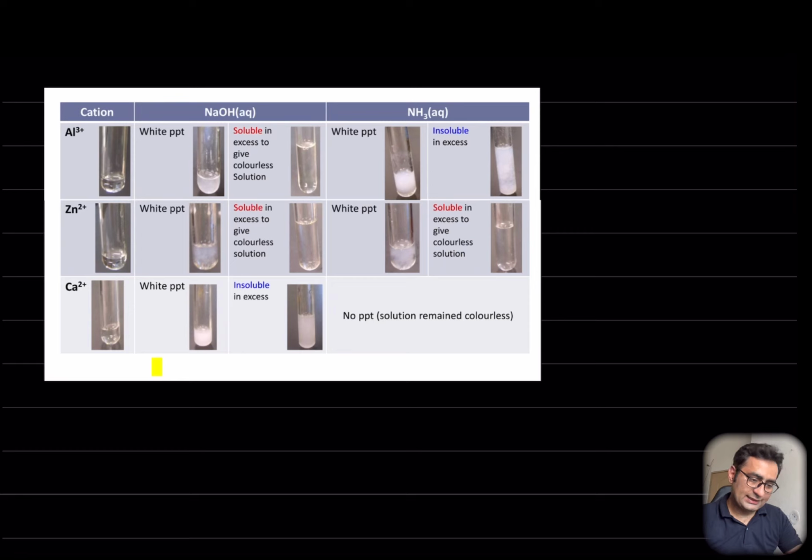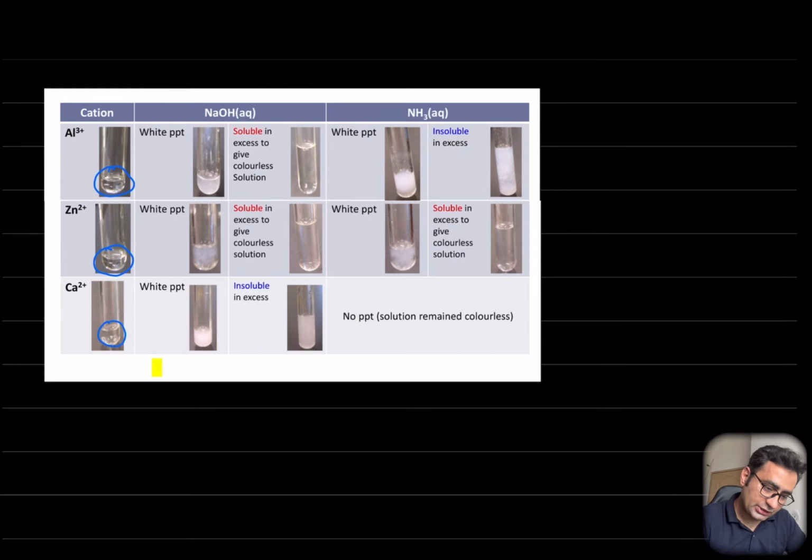Now you can see these are the different salts: aluminum, zinc, and calcium. Here you can see there is a transparent solution. It is not a colored solution. A transparent solution shows it is going to be a non-transition metal. A transition metal is not present in this case.